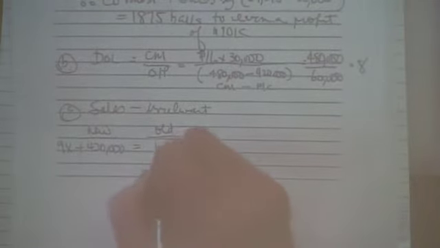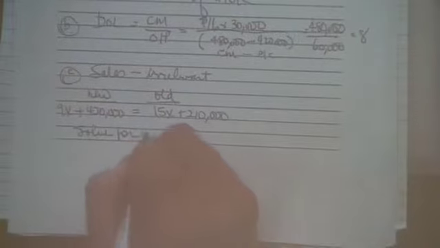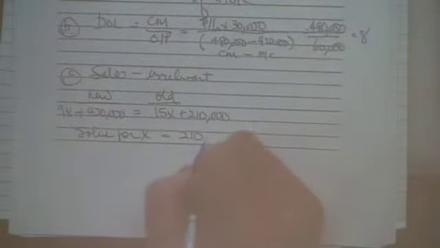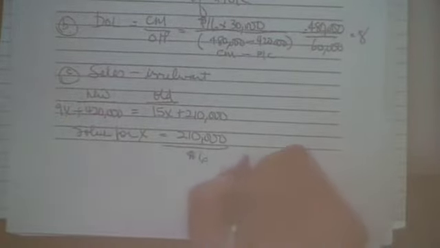So from the new, what is our cost function? It's going to be 9x plus 420 equals the old, 15x plus 210. And now we're going to solve for x. We're going to move the 210 to this side, and we're going to move the 9 to the other side, divided by 6.